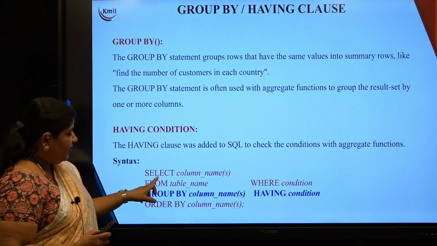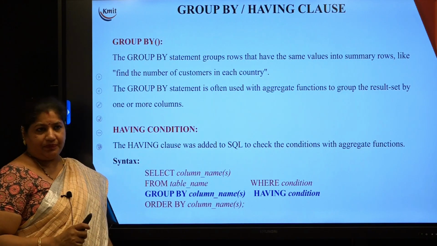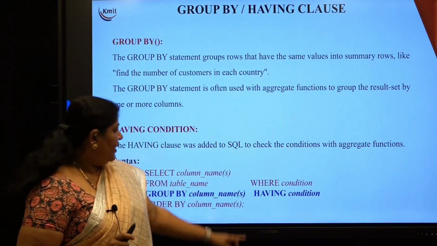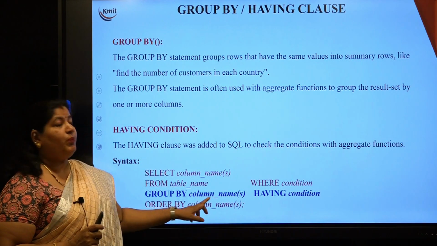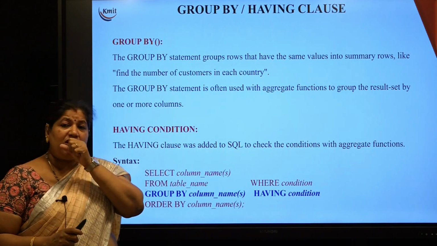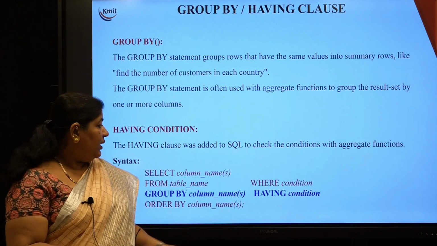How is the syntax? It's going to be select column name from table name. This column name will include the aggregate functions. The where condition is as usual, and then I have group by column. The condition which I have to apply on a group by clause can now be put using the having clause.